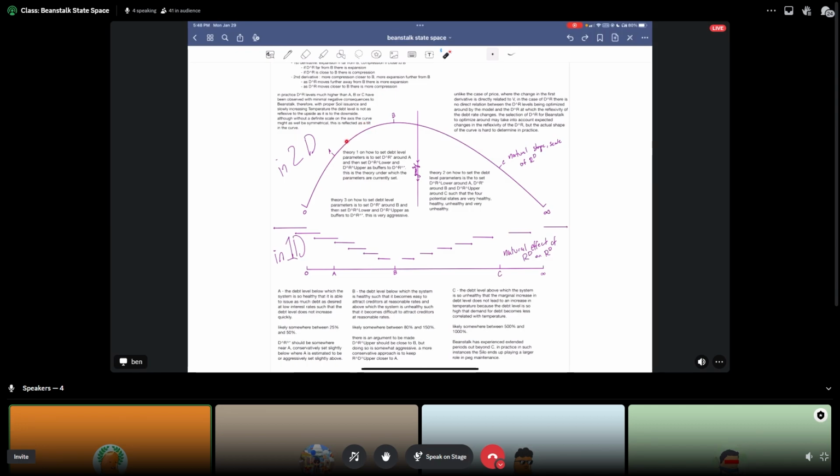Once you get above A, the debt level is going to start to increase more quickly until you get to B, which is the point at which the debt level is healthy, but it's unhealthy enough that it becomes harder if you're going this direction or easier if you're going this direction to attract creditors. And so at this point, you actually see an increase in the interest rate that Beanstalk needs to pay, and an increase in the reflexivity.